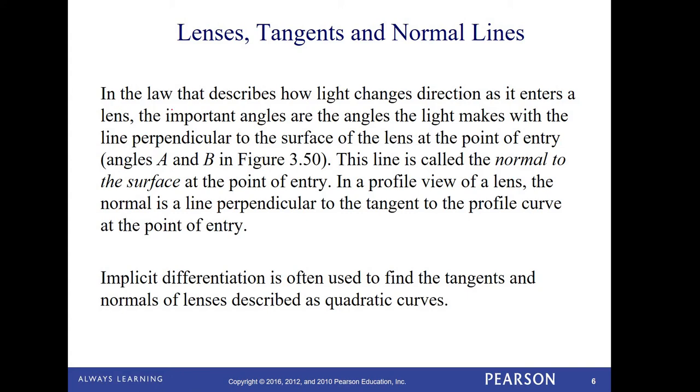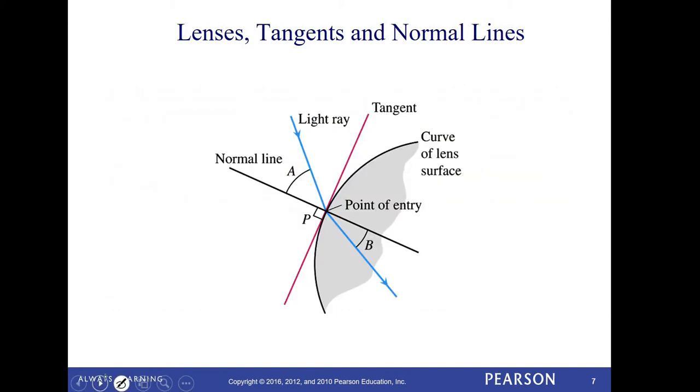Okay, again, in the law that describes how light changes direction as it enters the lens, the important angles are the angles of light that make the line perpendicular to the surface at every point of entry, the normal line. So this is what we're looking at. So when we've got a curve and we're looking for a normal line, typically something that's really important for lenses, any kind of parabolic curve, satellite dishes, things like that. So talking about the normal line here and the tangent line.